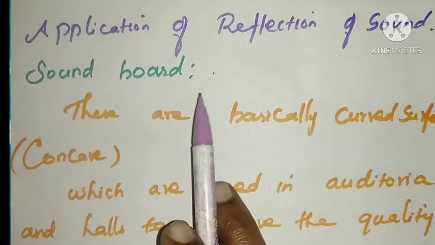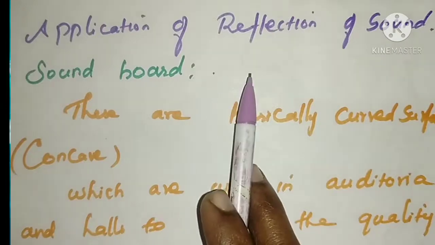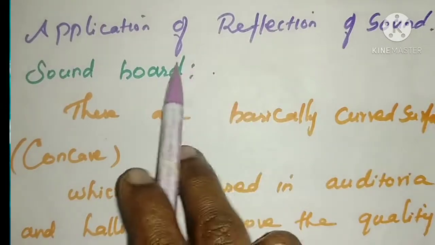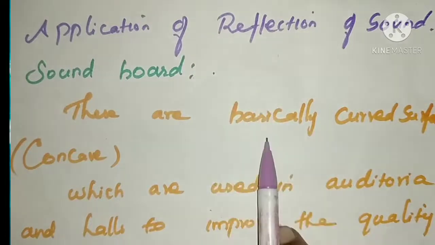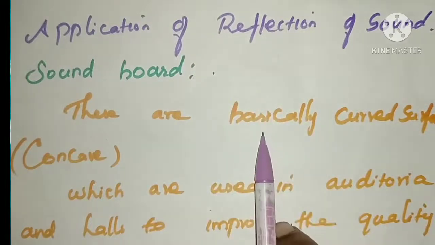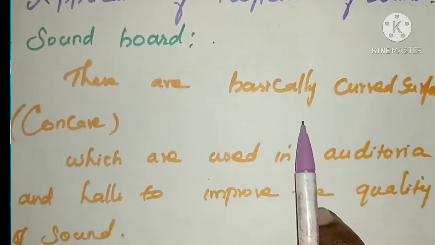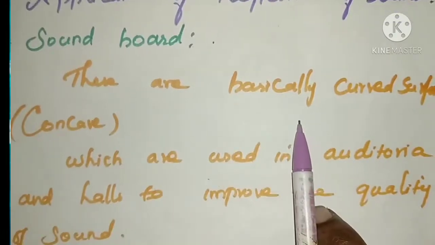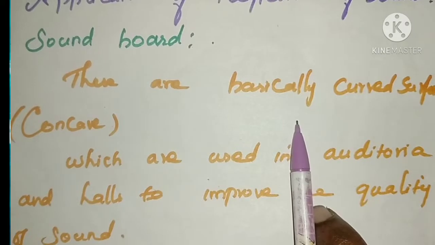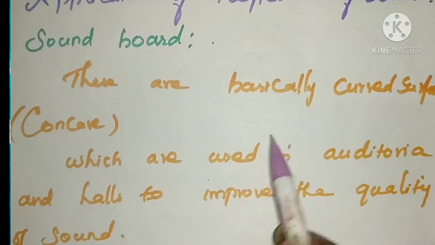Next we are going to learn applications of reflection of sound. What are the applications of reflection of sound? The first application is the soundboard. You all know what a soundboard is. These are basically curved surfaces or concave surfaces. You all know that if sound is incident on a concave surface, what will happen after that?